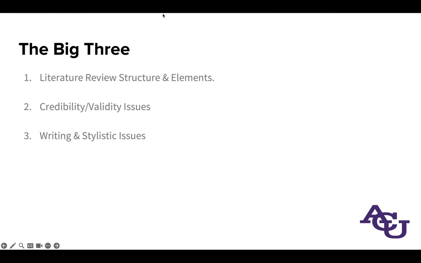So you want to make sure that your style is pertinent to this. And for any ACU terminal project from ACU Online, it should be in APA style.